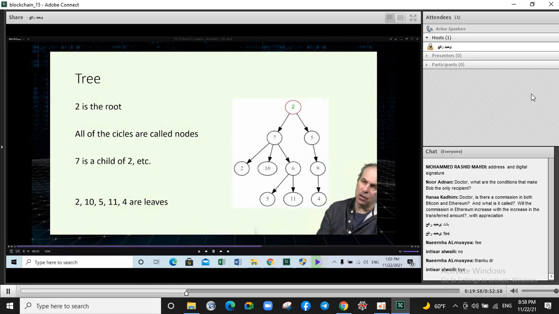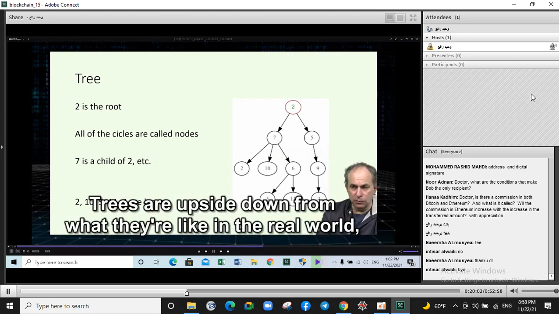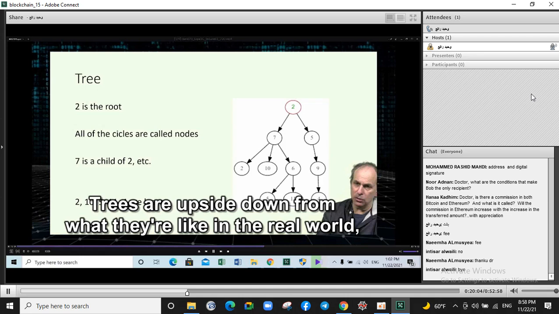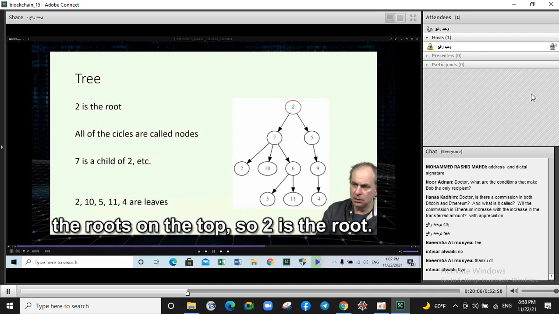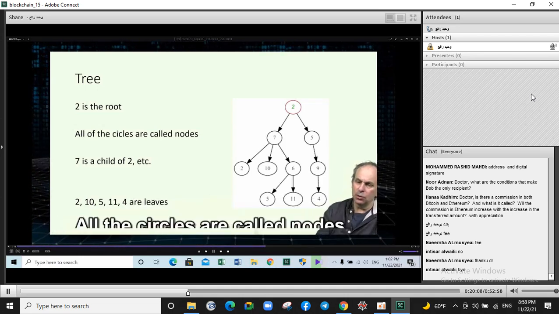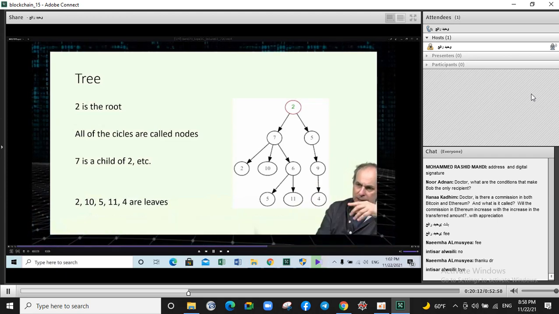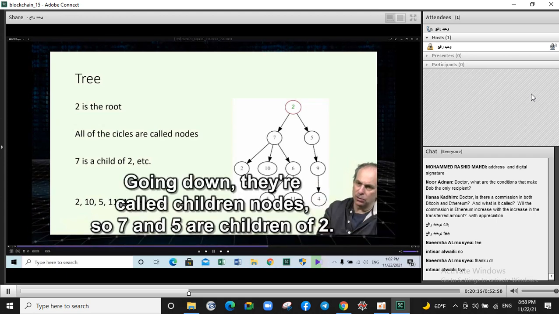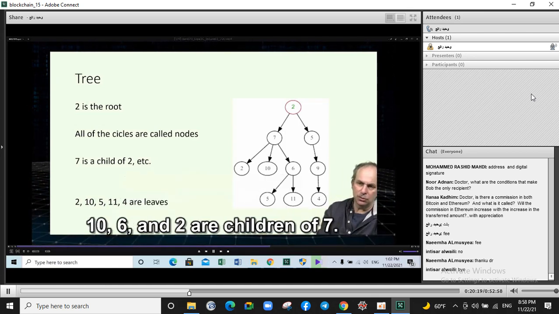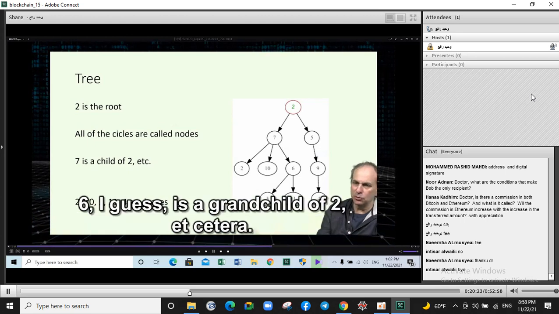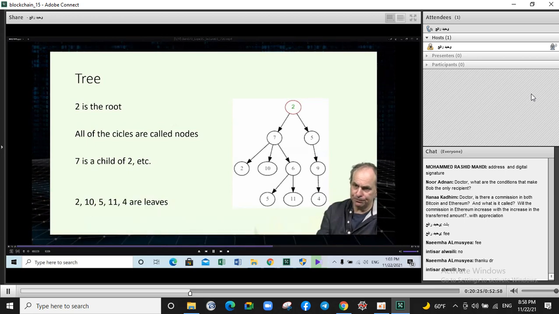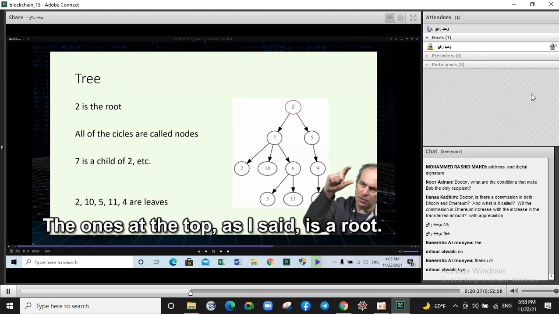Okay, it's a bit like a linked list. Okay, right? So we've got trees, which are upside down from what they're like in the real world. The root is on the top. So 2 is the root. All the circles are called nodes: 2, 7, 5, they're all called nodes. Going down, they're called children nodes. So 7 and 5 are children of 2. 10, 6, and 2 are children of 7. 6, I guess, is a grandchild of 2, etc.